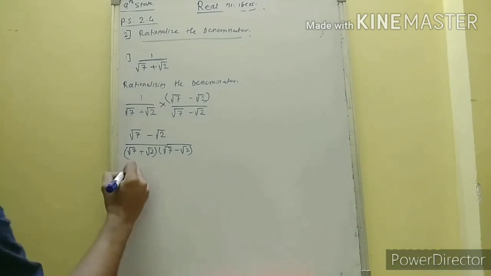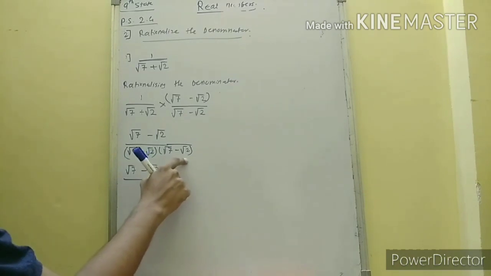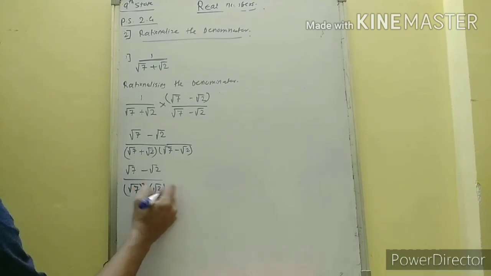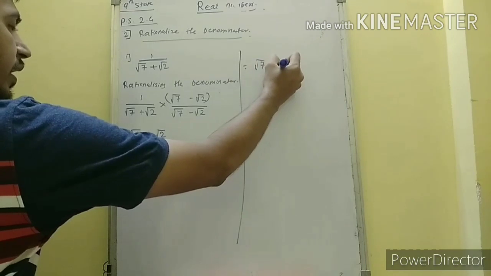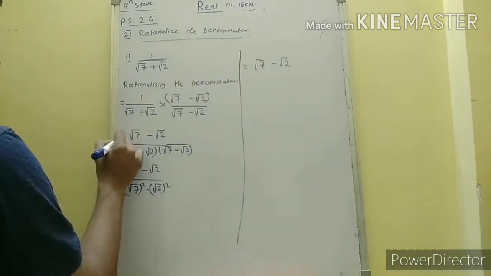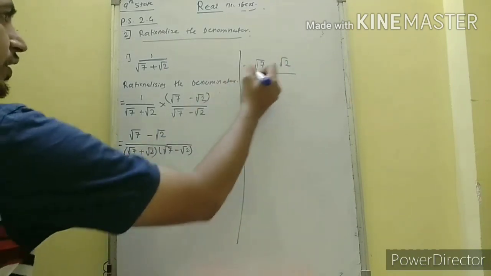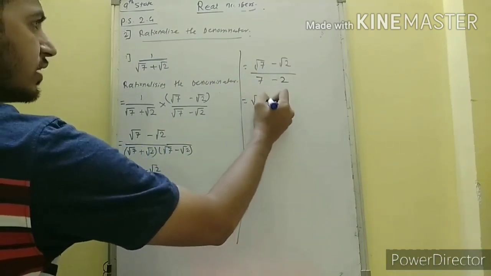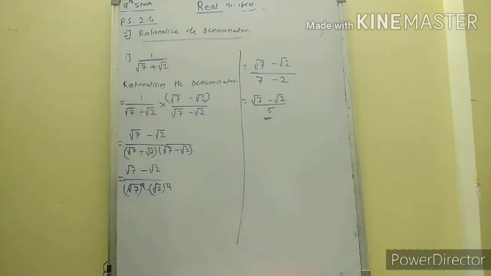Okay. So after seeing this, a plus b and a minus b can be written as a square minus b square. So we have square root of 7 squared minus square root of 2 squared. Square root of 7 square root cancel, we have 7, square root of 2 square root cancel, we have 2. So 7 minus 2 will be 5. Okay. So this is the solution for the first one.